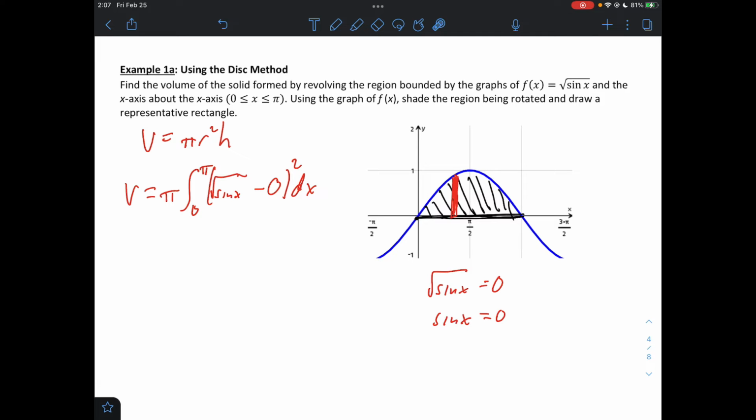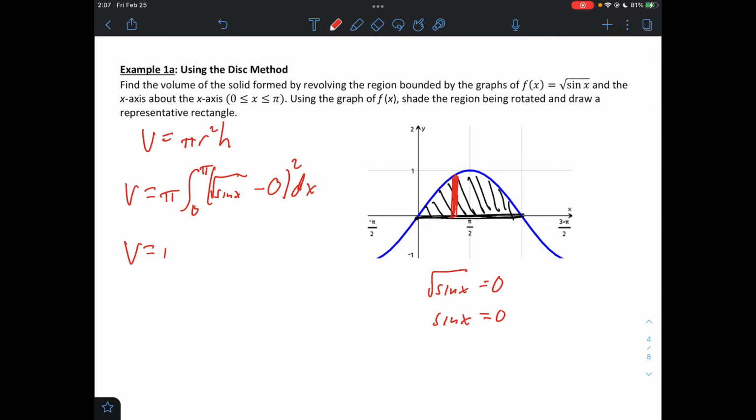So here's our formula, pi r squared h. It's just a cylinder, but it's many cylinders. This is our one cylinder that we drew. When we revolve this around, it's going to be a cylinder, a disk. But there's infinitely many, and that's what the integral does. It adds all those together.